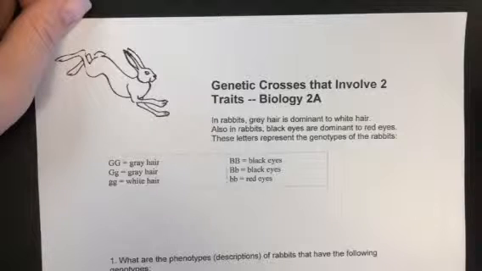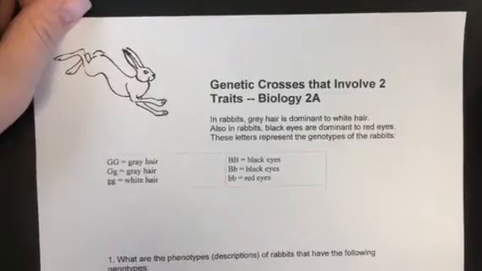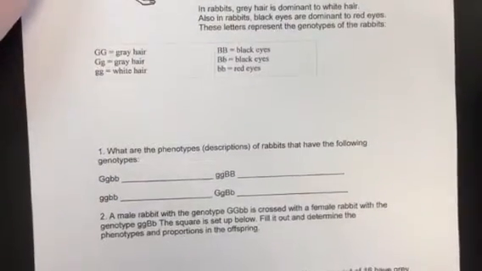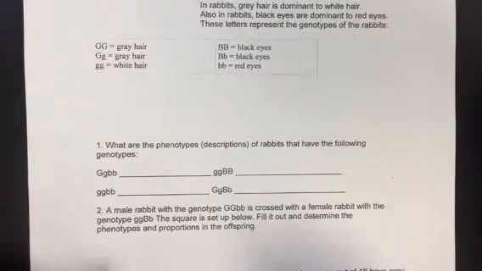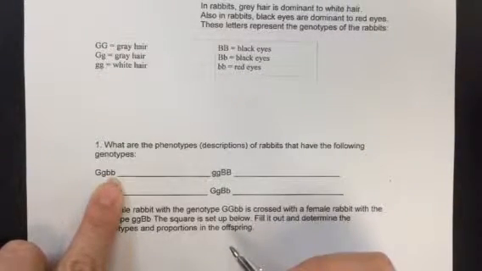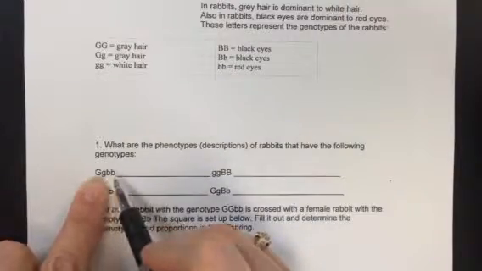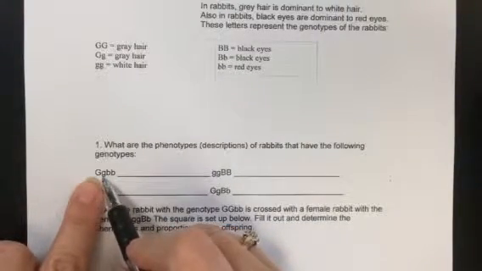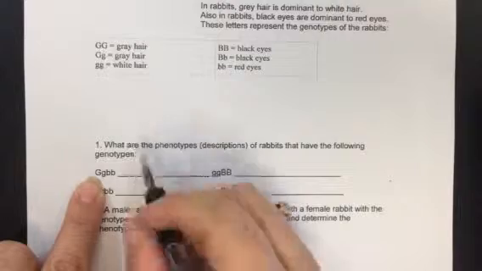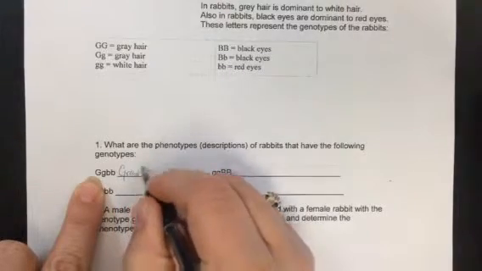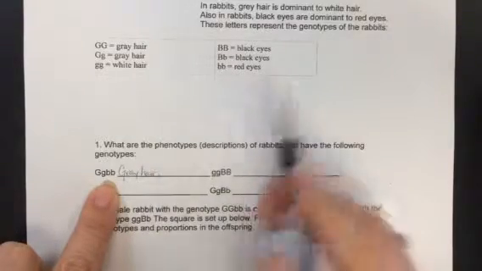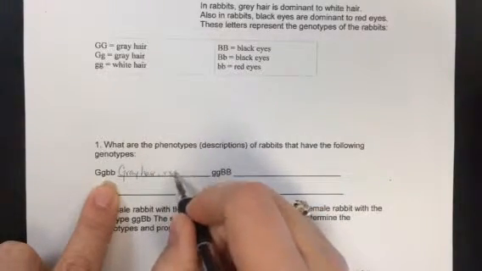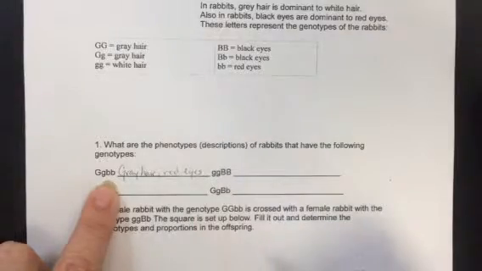Also in rabbits, black eyes are dominant to red eyes. These letters represent the genotypes of the rabbit, and they give us a nice little key there. So if we go down to question 1, what are the phenotypes, descriptions, of rabbits that have the following genotypes? So if we have the big G, little g, little b, little b, we really look at these independently. The big G, little g, if we come up to our key, is gray hair. And little b over here is red eyes. So this one will be inheriting red eyes.